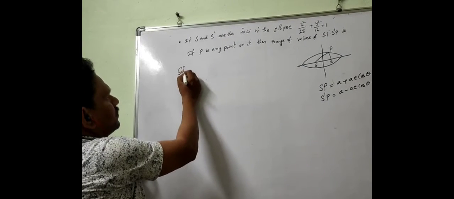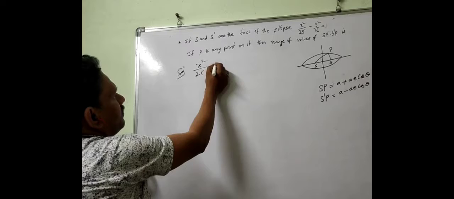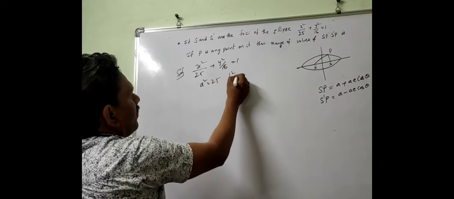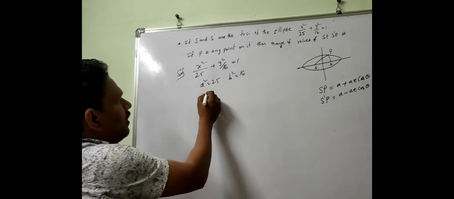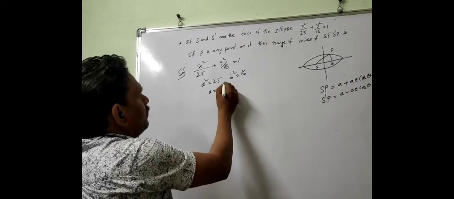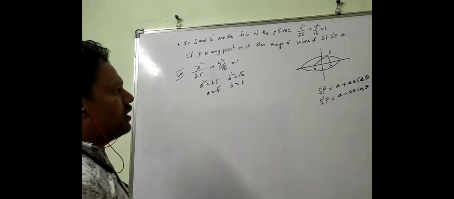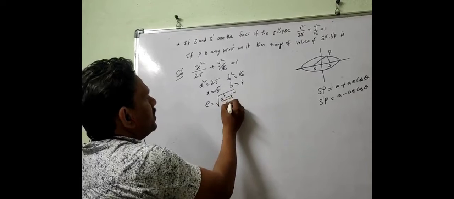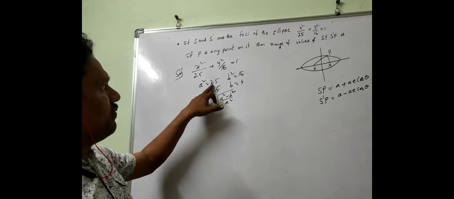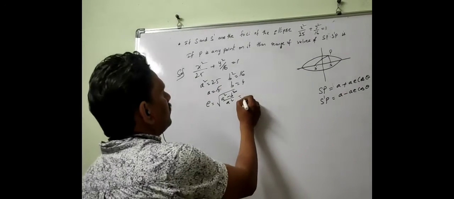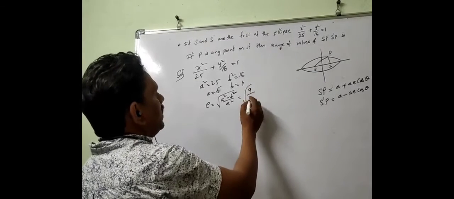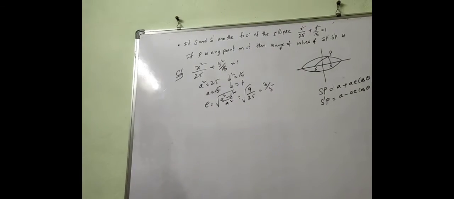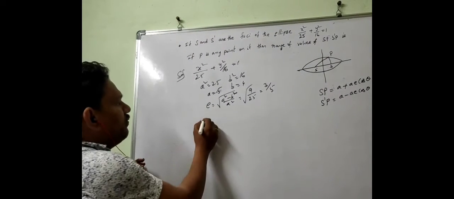So first, take the given ellipse: x square by 25 plus y square by 16 is equal to 1. So A square is 25 and B square is 16, so the value of A is 5 and the value of B is 4. Since we want the value of E, we find it. E is root of A square minus B square by A square, so that is 25 minus 16, which is 9, by 25. Root 9 is 3, root 25 is 5. So the value of E is 3 by 5.